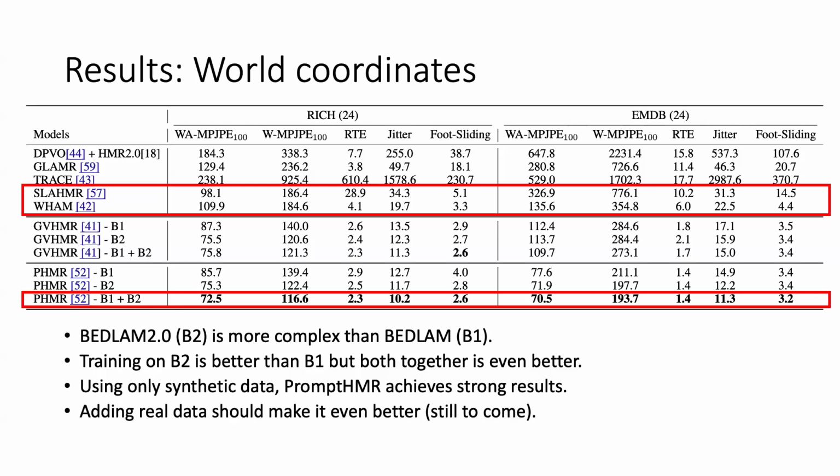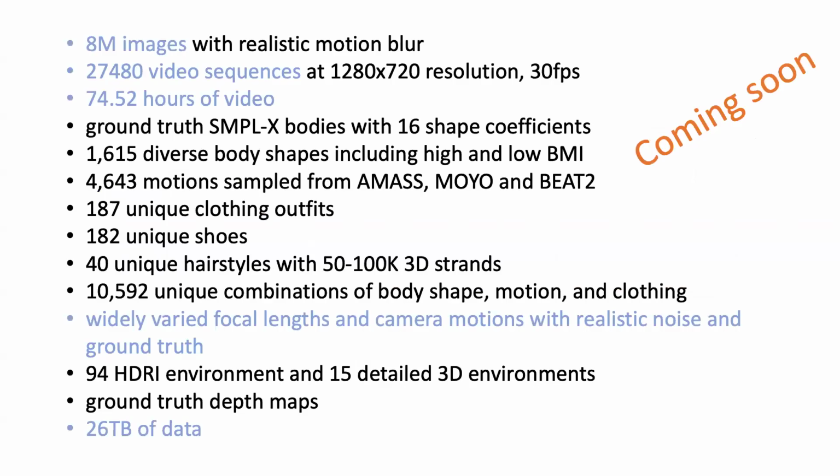And then, of course, these results here in terms of error in world coordinate system, root translation error, RTE, jitter, foot sliding, all of these metrics, I think will get even better when we add some real data. And I'll talk a little bit about how we get more accurate real data to add. So all of this is coming soon.